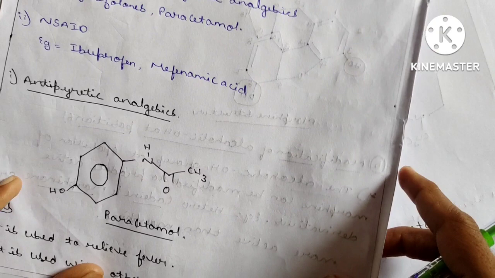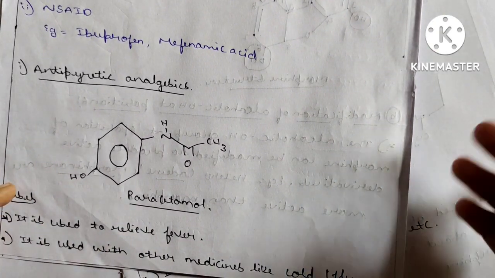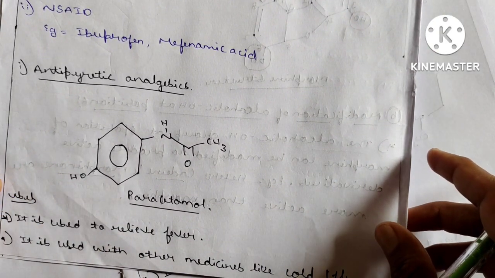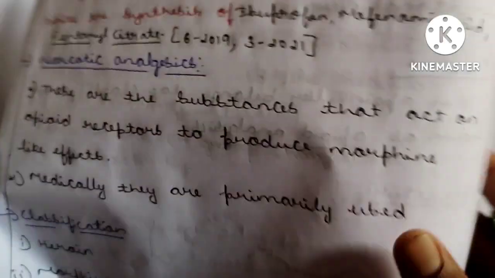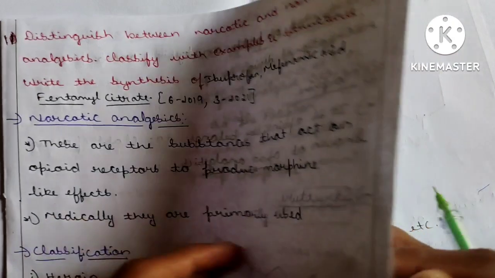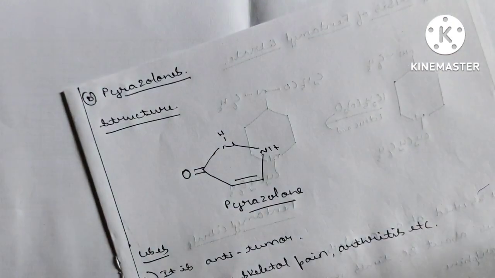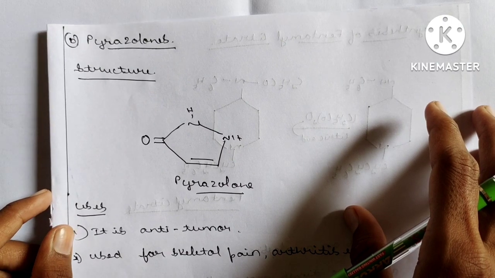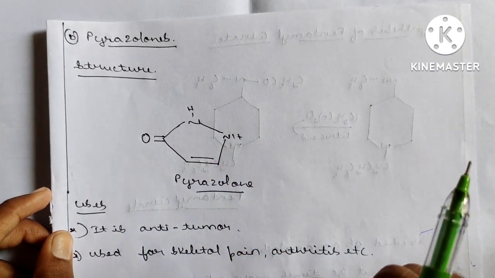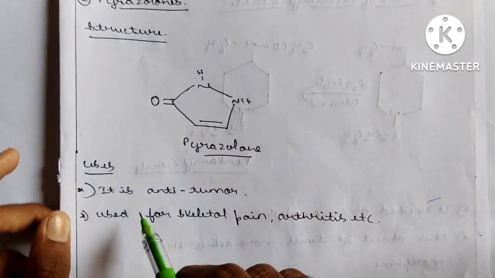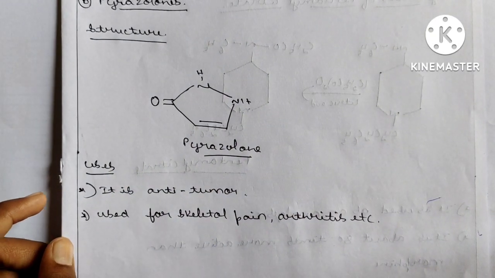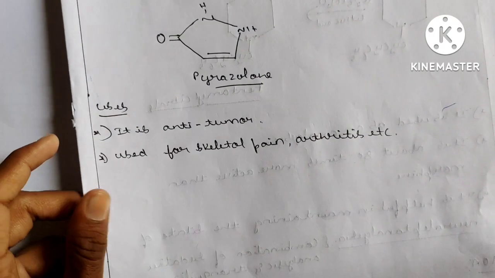Antipyretic analgesics, example is paracetamol, which you know as Dolo 650 or Calpol 650. It is used to relieve fever. It is used with other medications for cold or flu. In cold or flu, we are giving this medication. Next one is the antipyretic pyrazolones. The structure is similar to pyran, with C double bond O. It is used for skeletal pain and arthritis pain. Arthritis pain also, we are giving pyrazolone.